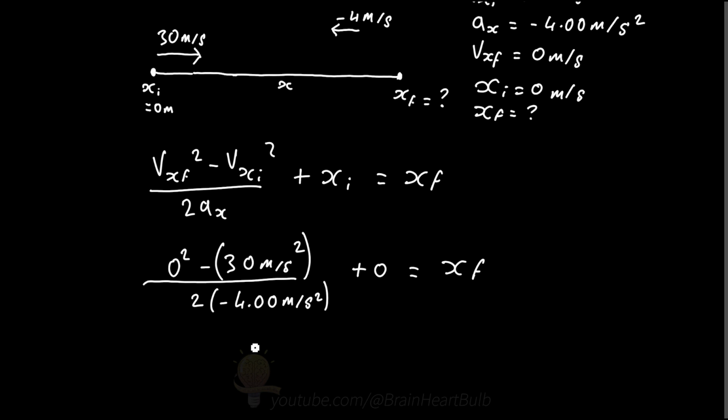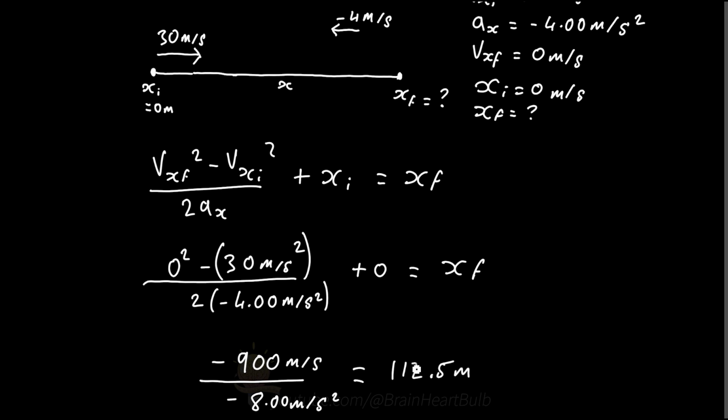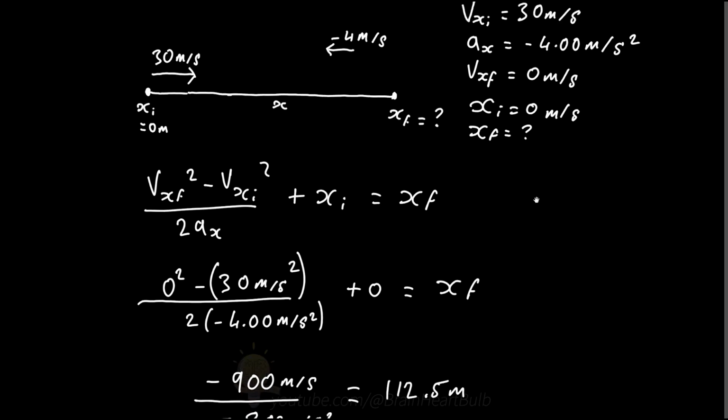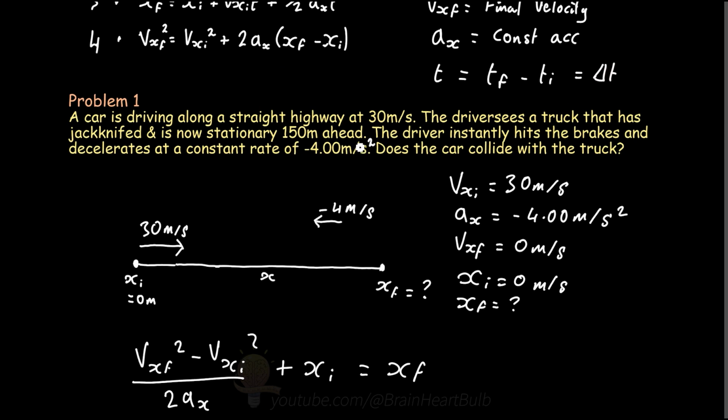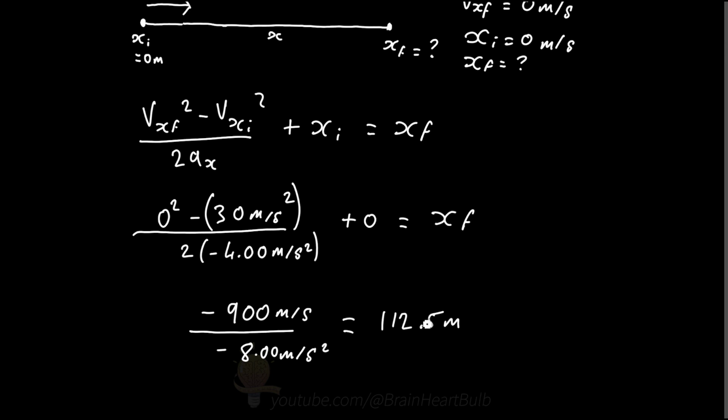30 squared is 900, divided by minus 8 meters per second squared, is equal to 112.5 meters. So the truck was 150 meters ahead and our car was able to stop within 112.5 meters. So it won't hit the truck.